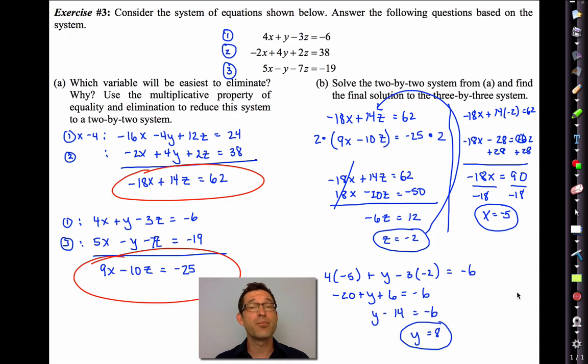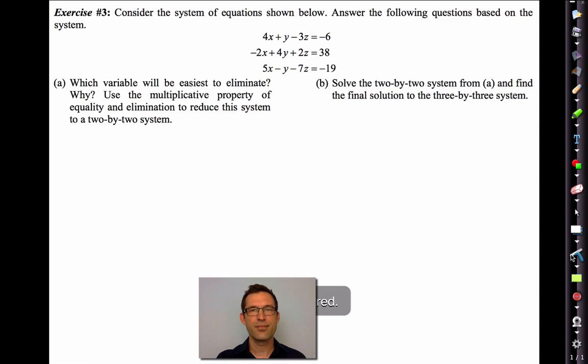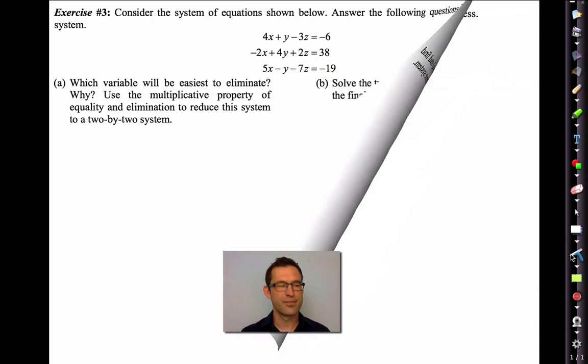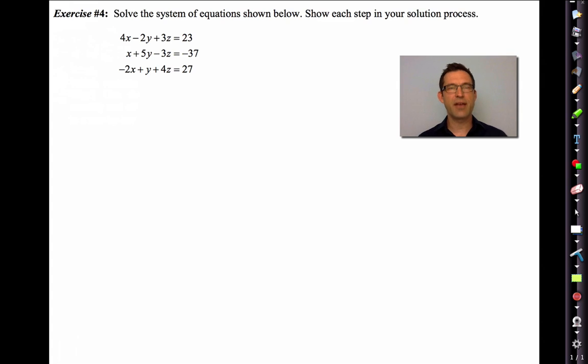All right, but pause the video now and think again about what we did in order to solve this 3 by 3, because we'll make it just a little bit harder in the next problem. Okay, I'm going to clear out the text. All right, exercise 4. Solve the system of equations shown below. Show each step in your solution process.